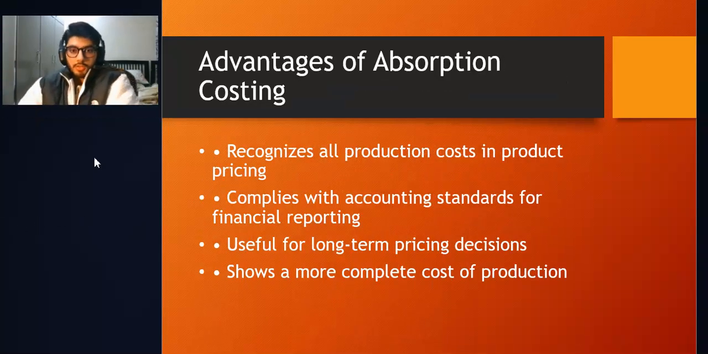So some advantages of absorption costing include recognition of all production costs in the product pricing, it complies with the accounting standards for financial reporting, just as we discussed earlier, it is useful for long-term pricing decisions, and it shows a more complete cost of the product. When all the fixed and variable elements of the cost are included, naturally it will be a more complete picture of the cost of production, and it is more useful in long-term pricing decisions.